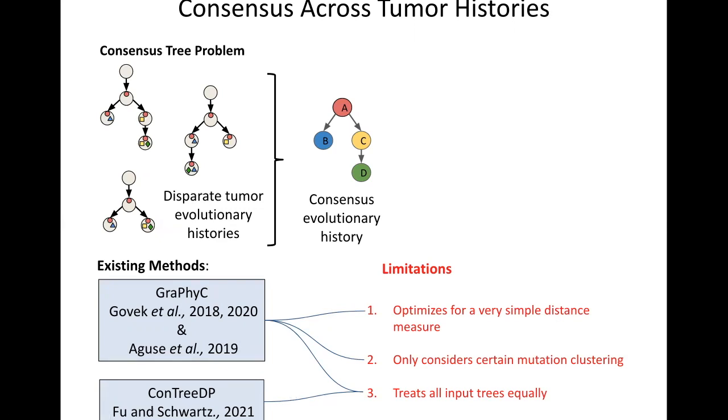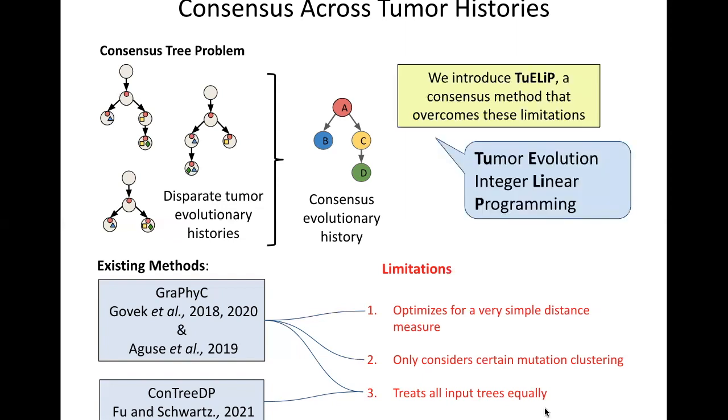Instead, it aimed to maximize the number of directed partitions in the consensus tree, but they all still treat all input trees equally. In our work, we introduced a method called TUMELIP that addresses all of these limitations. It stands for Tumor Evolution Integer Linear Programming.